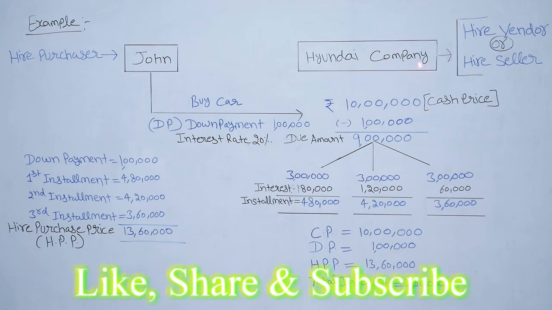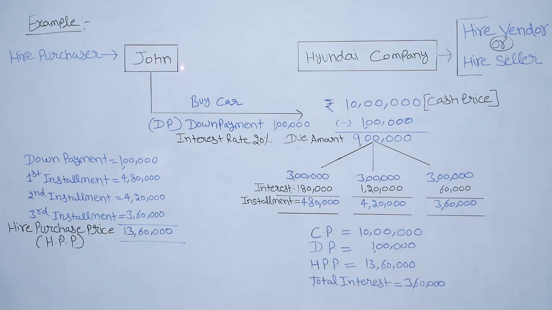In the hire purchase system, ownership is in the hand of the hire seller. Unless the buyer pays the last installment, he will not get ownership right. If the buyer fails to pay any installment, then the seller has the right to take back the assets, and till that date whatever installments he has paid will be treated as rent of that asset.